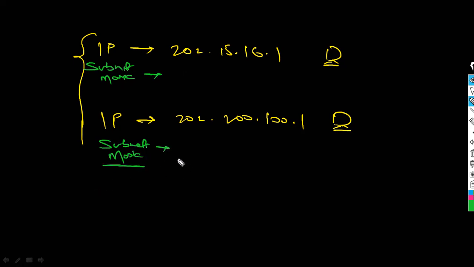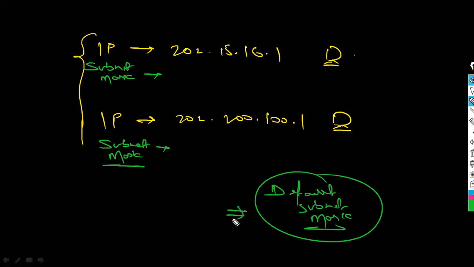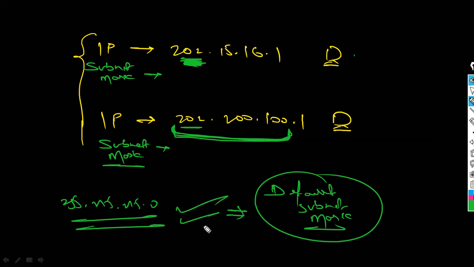So now if I ask about two IPs, 202.15.16.1 and 202.100.1, will they communicate with each other? If we assume the default subnet mask, default means as per the class. So IP address 202 means class C address. And in a class C address, the initial 3 octets are the network portion. Initial 3 octets network portion means the subnet mask will be like this in decimal. So if we use the default subnet mask, definitely they both will not communicate with each other.